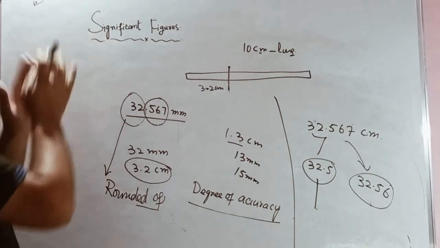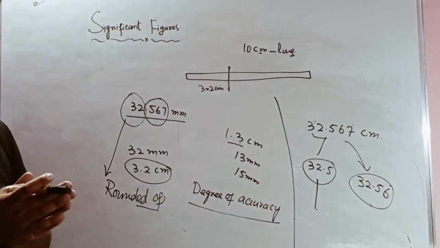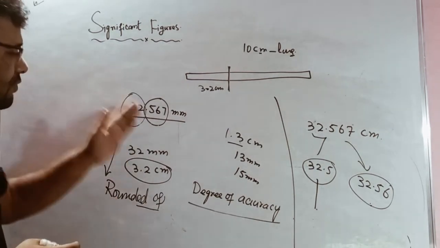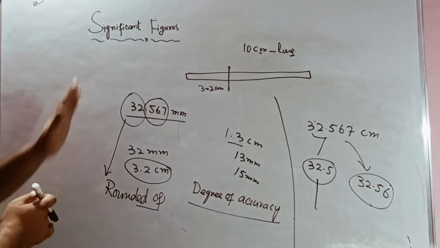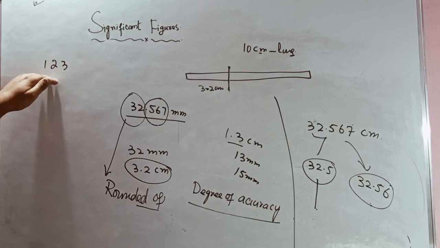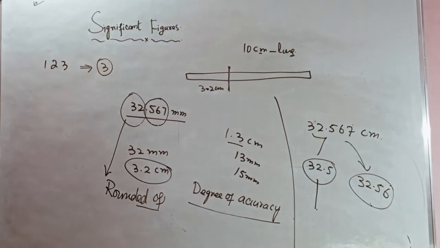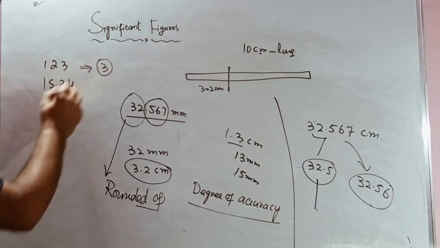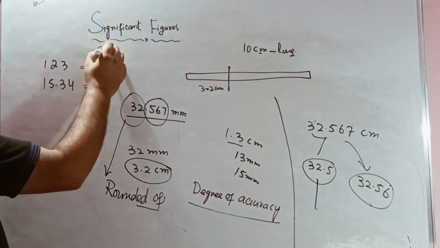Now coming to the main topic, that is significant figures. These degrees of accuracy are designated by the decimal places, or by the significant figures. What does significant figure mean? I will show you an example. I will write the number 123. How many significant figures are there? In this number there are 3 significant figures. One more example, 15.34. How many significant figures are there?